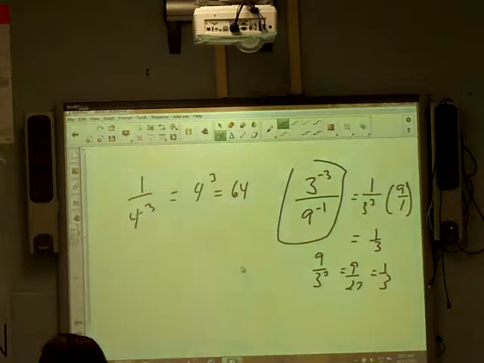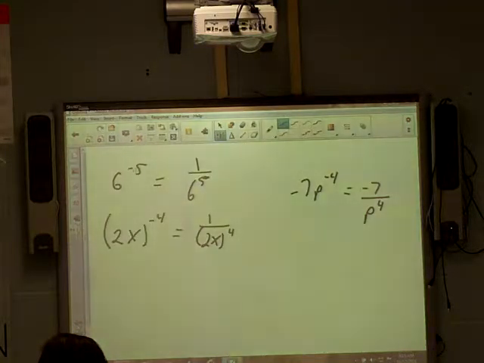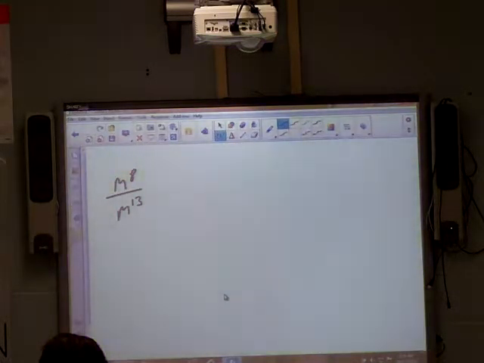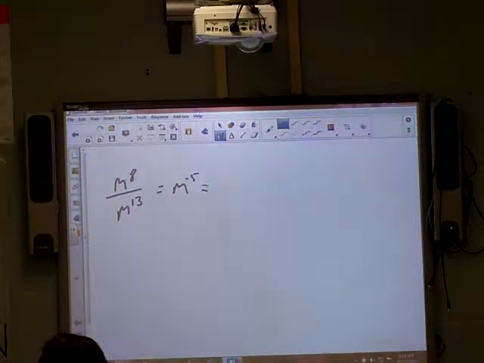All right, let's look at some other stuff here. I got m to the 8th divided by m to the 13th. We got the same base, m and m. So what's our rule with division? Subtract. You just subtract top minus bottom. So 8 minus 13 is negative 5. But you can't stop there because you can't leave a negative exponent. So what's m to the negative 5 the same as? 1 over m to the 5th.